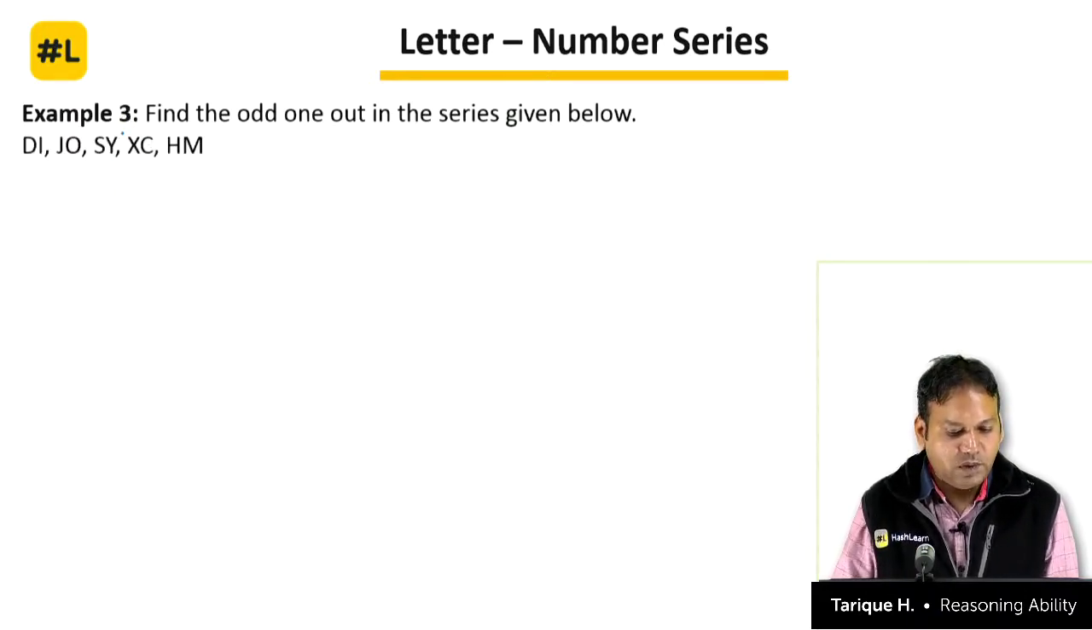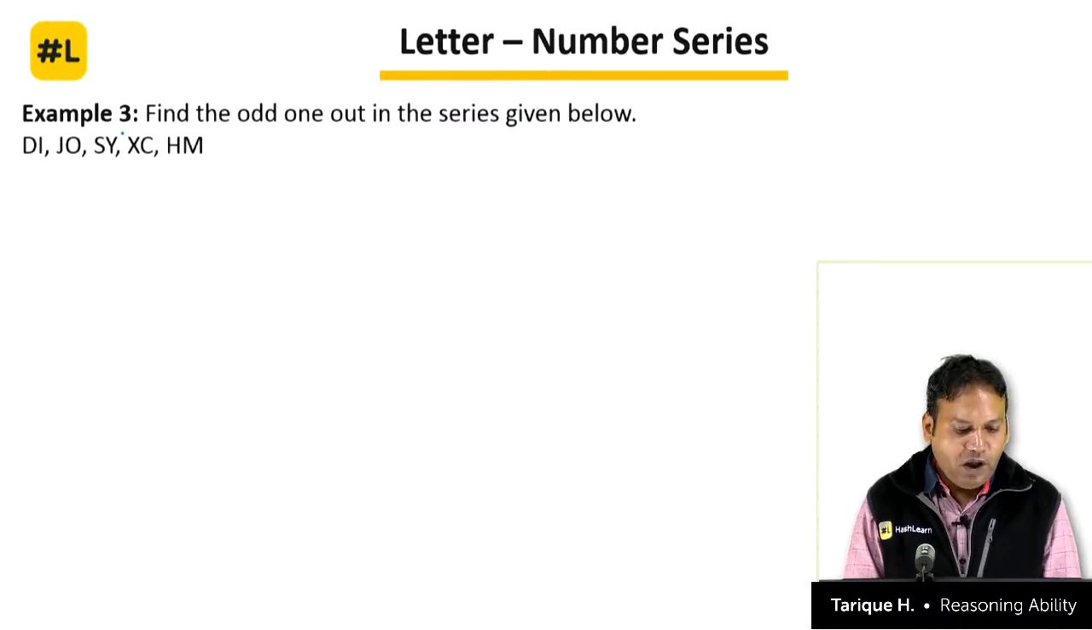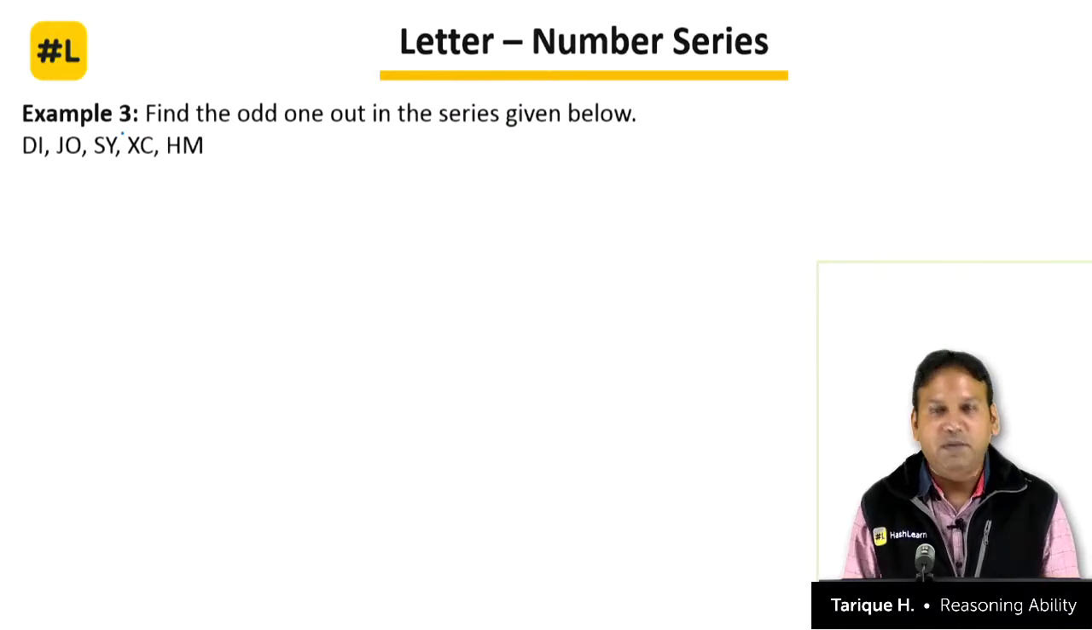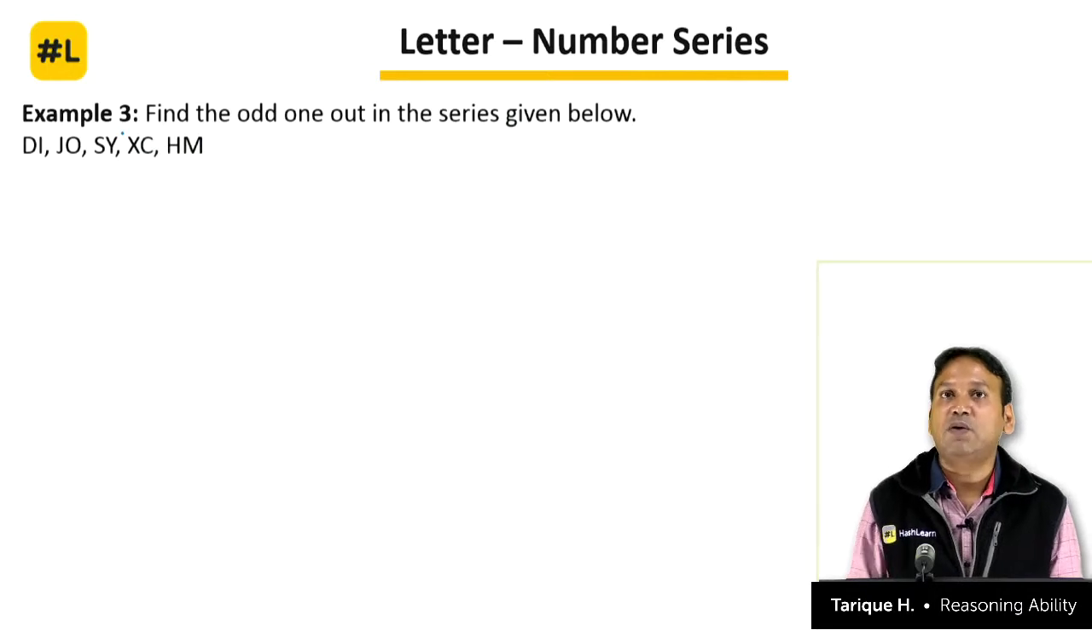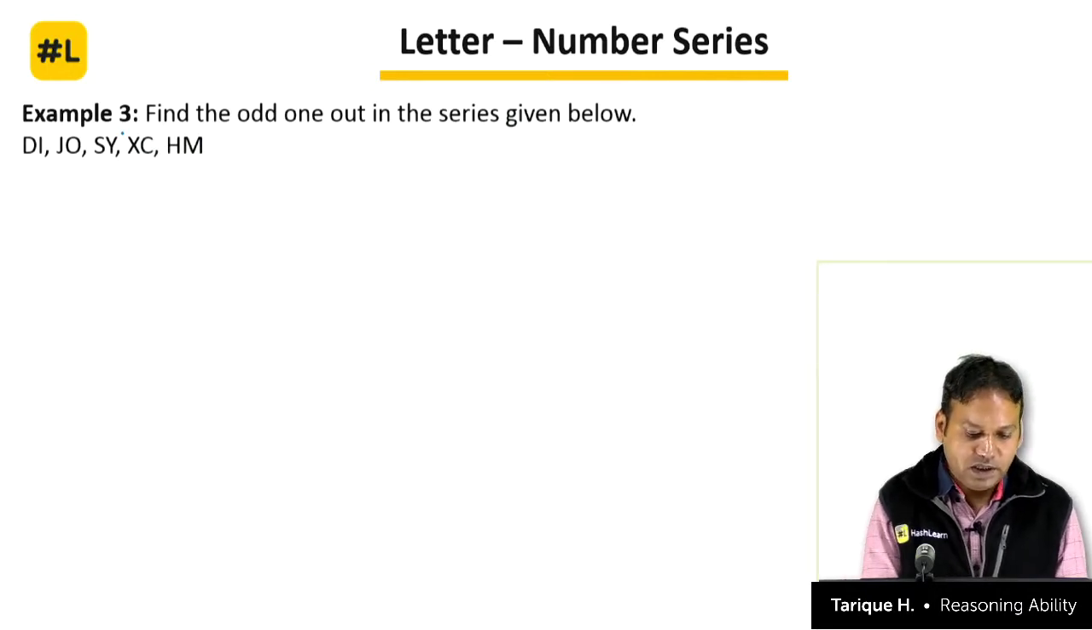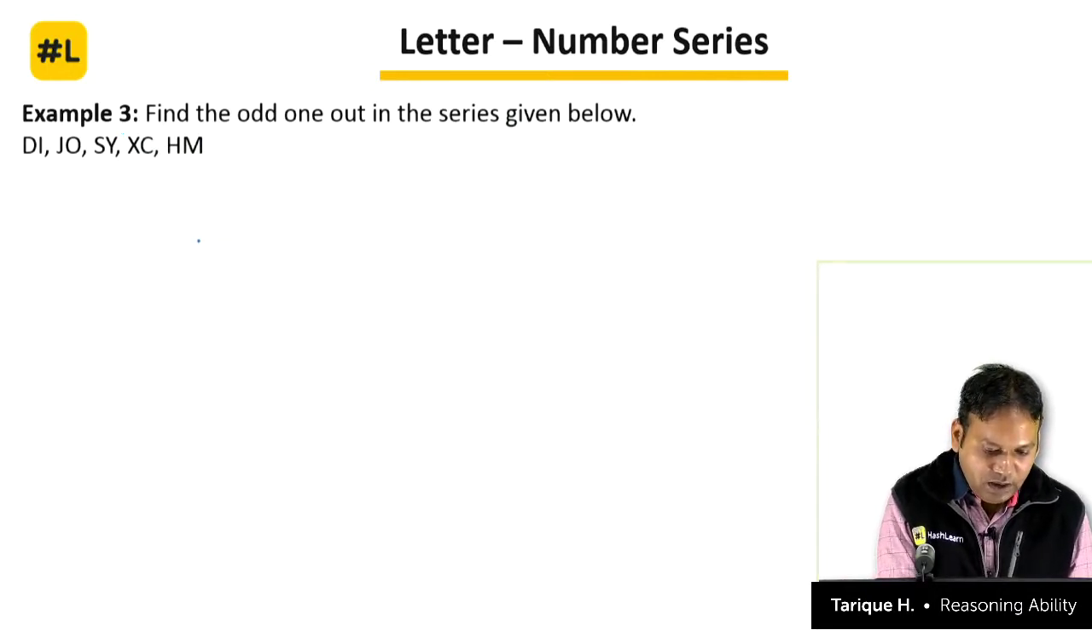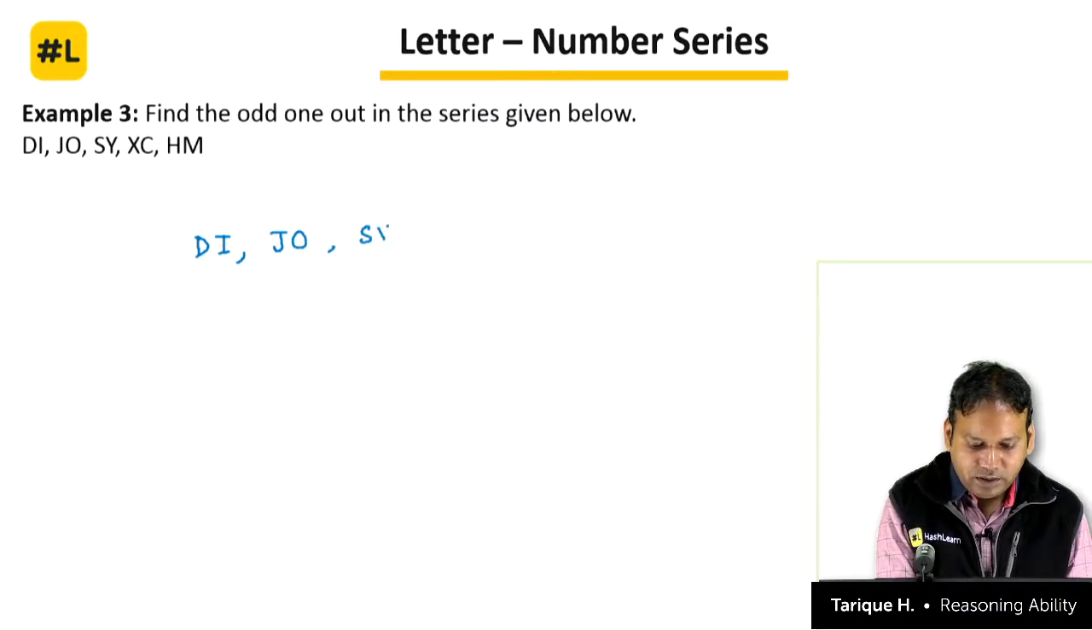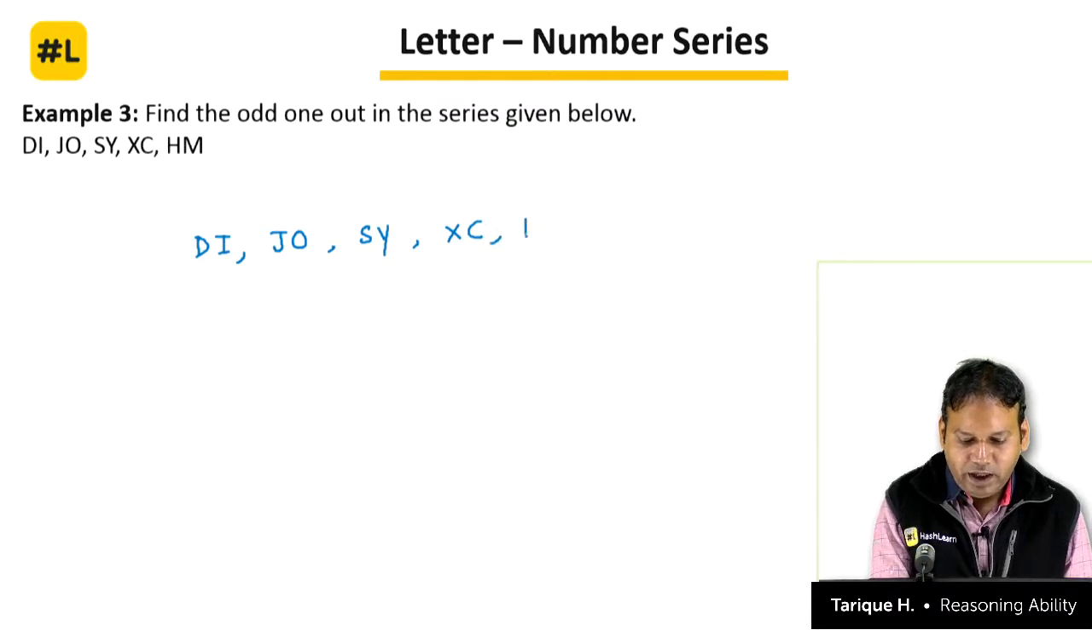Next we will go to the next question. Find the odd one out in the series given below. So again another question based on odd one out. Let us look at this question and see what is happening here. So D and I, J O, S Y, X C, H M.